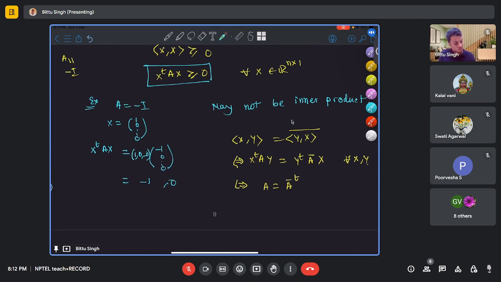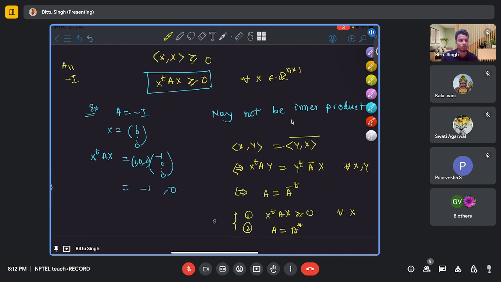So from here, if those two properties are satisfied, property one is x transpose Ax greater than or equal to 0 for all x, and the other is that A is conjugate symmetric, that is, A is the same as A star. If those two are satisfied, then this will give an inner product. There is actually a name for this matrix. This is called a positive definite matrix.